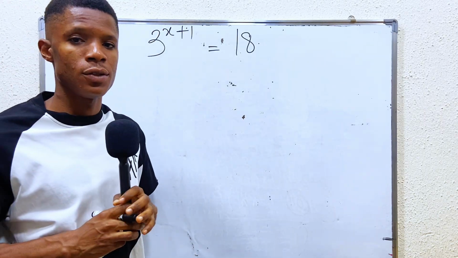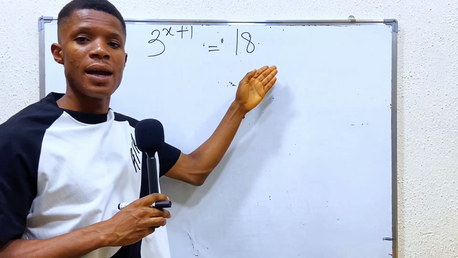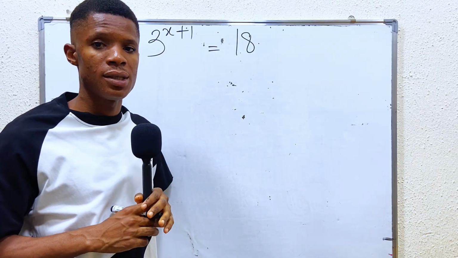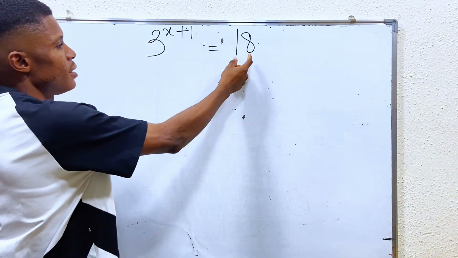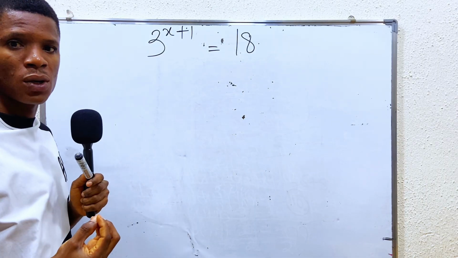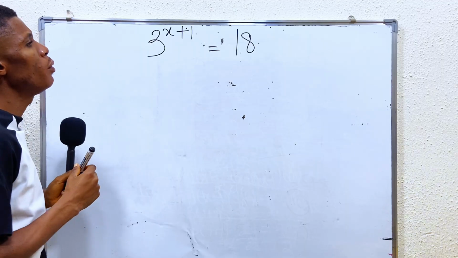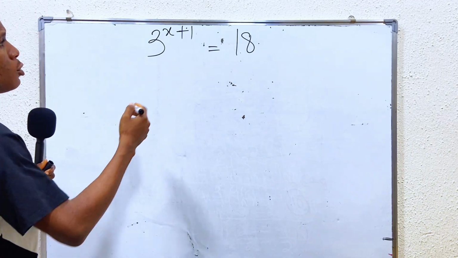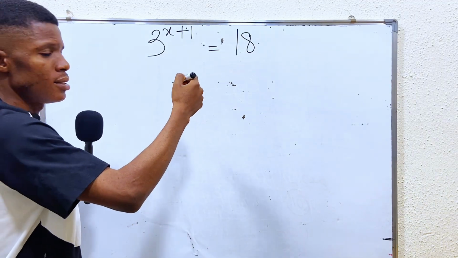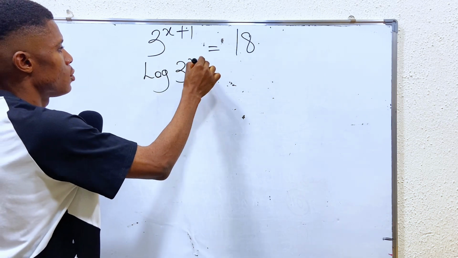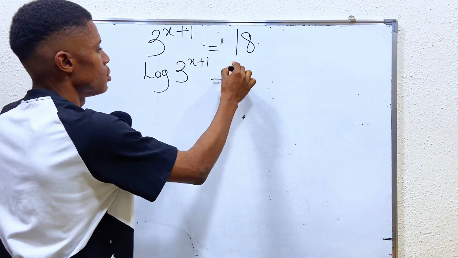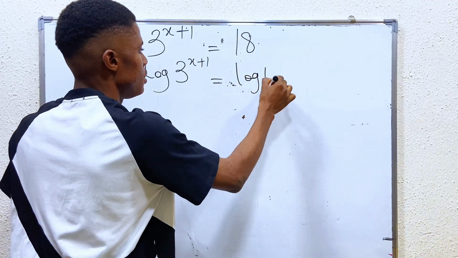But first thing we have to do is to try to make the left and the right hand side to be in common base. And to do that, they can't work because this is 3 and this is 18. They can't be expressed. So what do we do? All we have to do is take the log of both sides. So we take the log, you have log of 3 power x plus 1 is equal to log of 18.